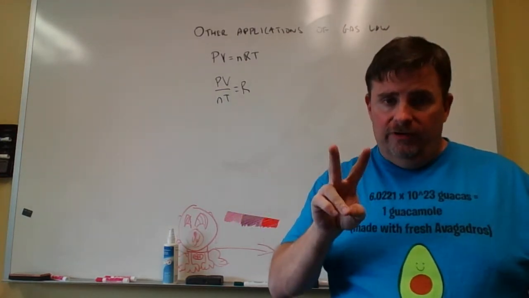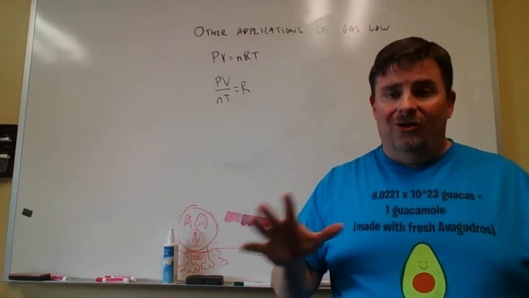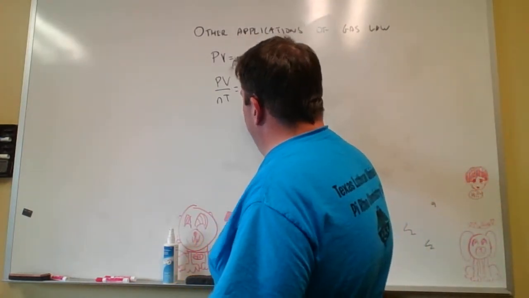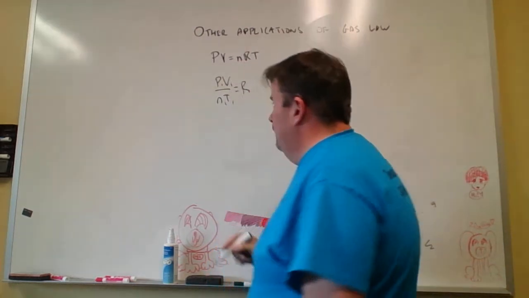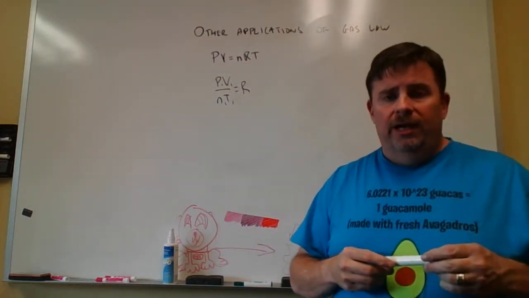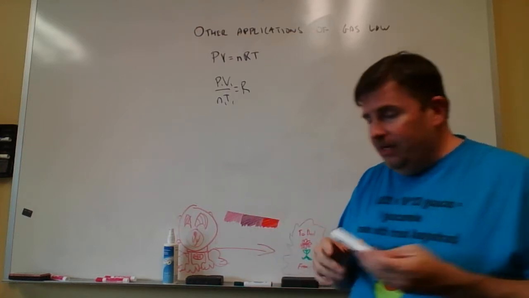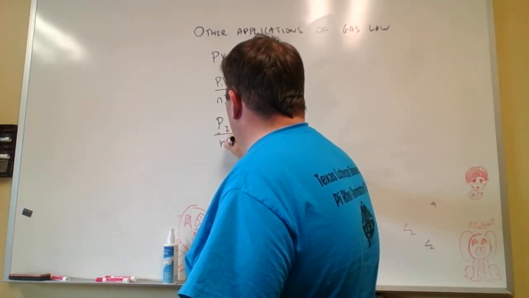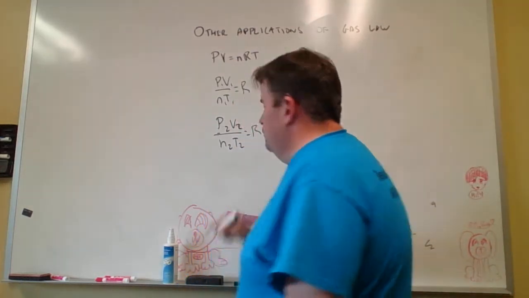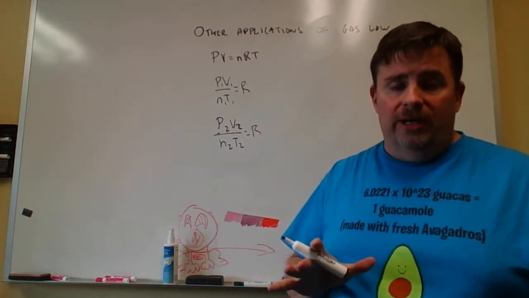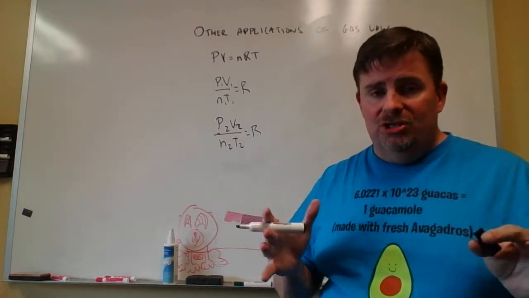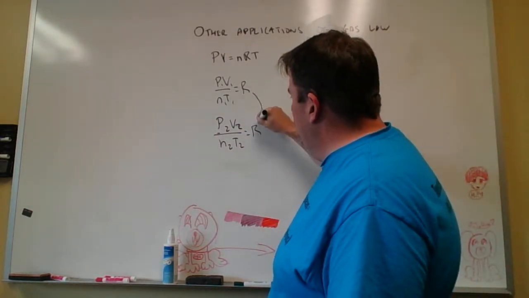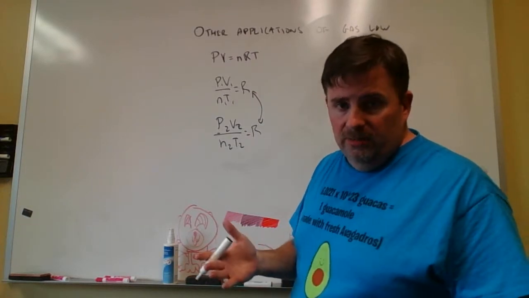What this means is that at two different conditions, we'll be able to use R to relate those two conditions to each other. So at any given time, if in condition 1 I have pressure, volume, moles, and temperature, then at condition 2, these things are also going to be equal to R. So I have a relationship set up between these two different conditions, two different times. Since both these R's are the same, they both equal R, I can just set them equal to each other.